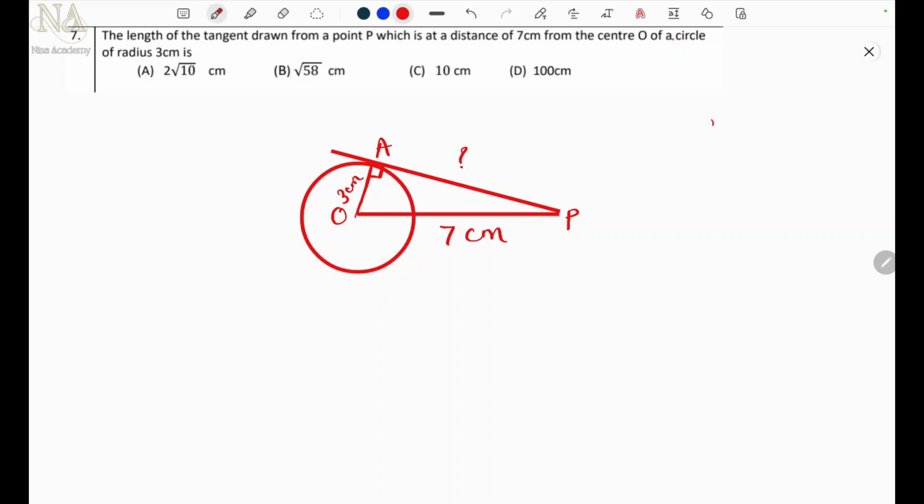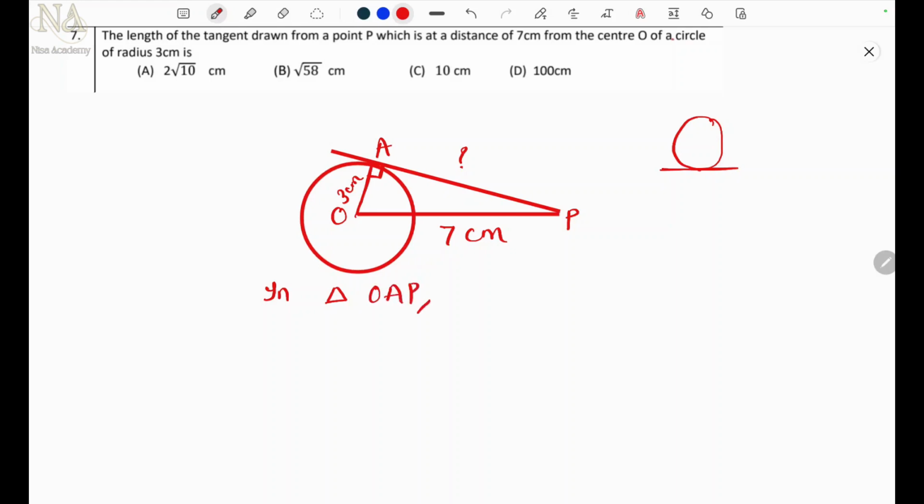Okay, and we know what a tangent is. A tangent is a line which intersects the circle at exactly one point. Also we know that a tangent and a radius are perpendicular to each other, right? That is theorem 10.1. You can check in your NCERT book. So this is a right angle triangle, so we can use the Pythagoras theorem.